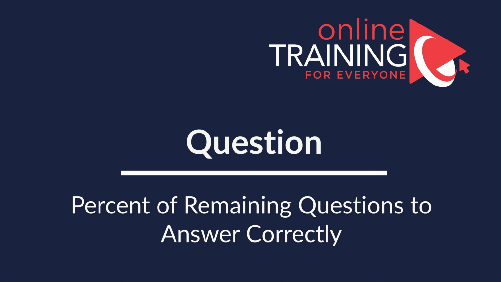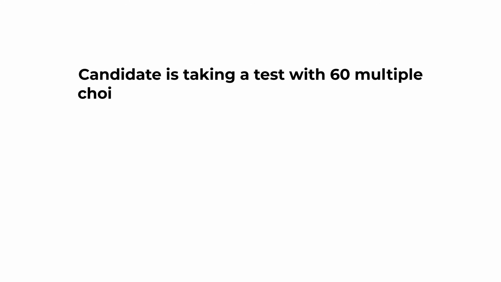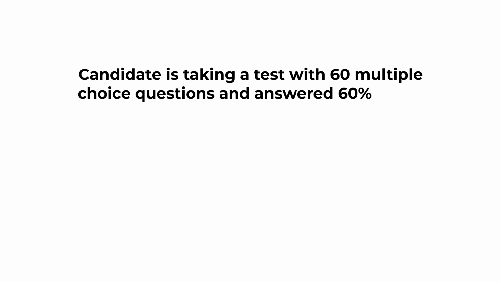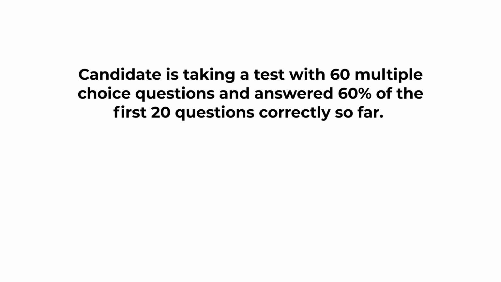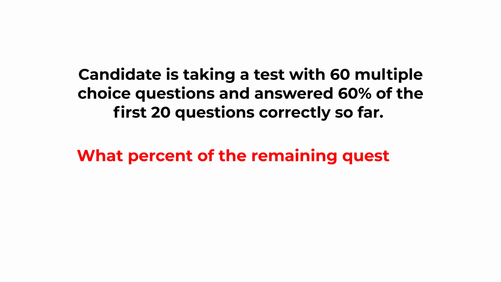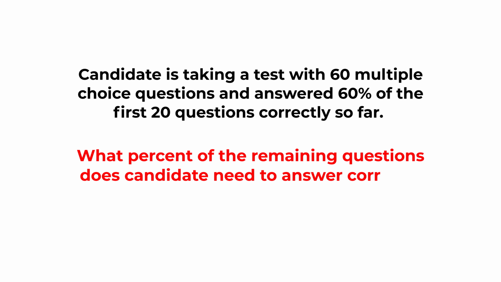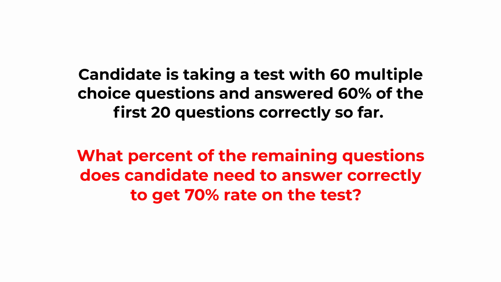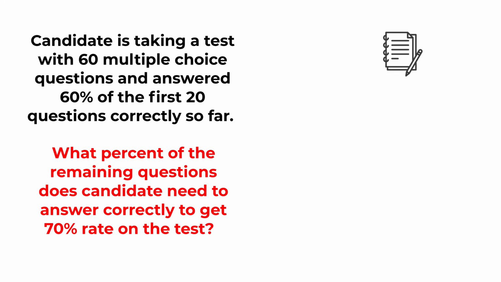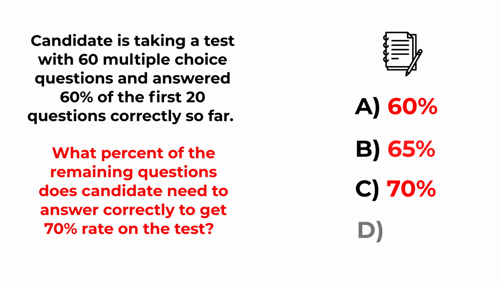Here's one of the frequently used questions to test your understanding of the percentages. Candidate is taking a test, so imagine yourself, with 60 multiple choice questions and answered 60% of the first 20 questions correctly so far. So, what percent of the remaining questions does candidate need to answer correctly to get 70% rate on the test? You're presented with 4 different choices. Choice A, 60%, choice B, 65%, choice C, 70%, and choice D, 75%.